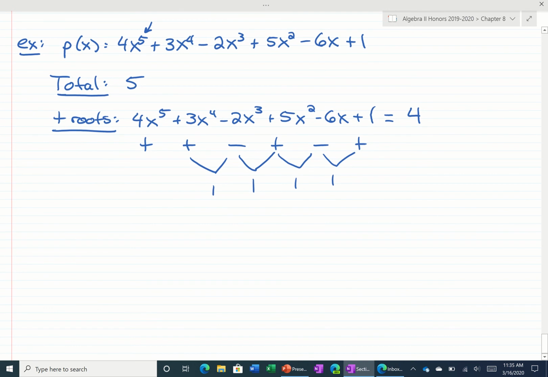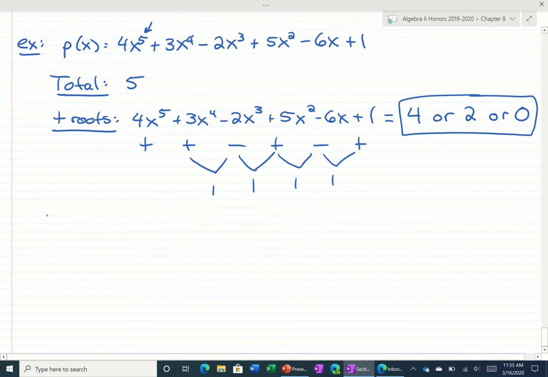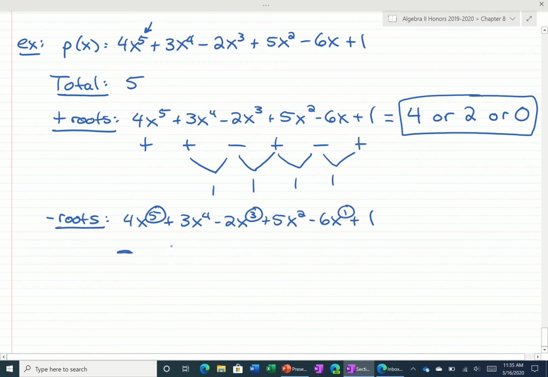But remember what we said. We always subtract 2 until we get 0. So we would say 4, 2, 0. We keep subtracting 2 until we can't do it anymore. For the number of negative roots, we change the signs of the odd powers of x. So this is odd, this is odd, this is odd. We're going to change those signs. And it looks like there's only one change.